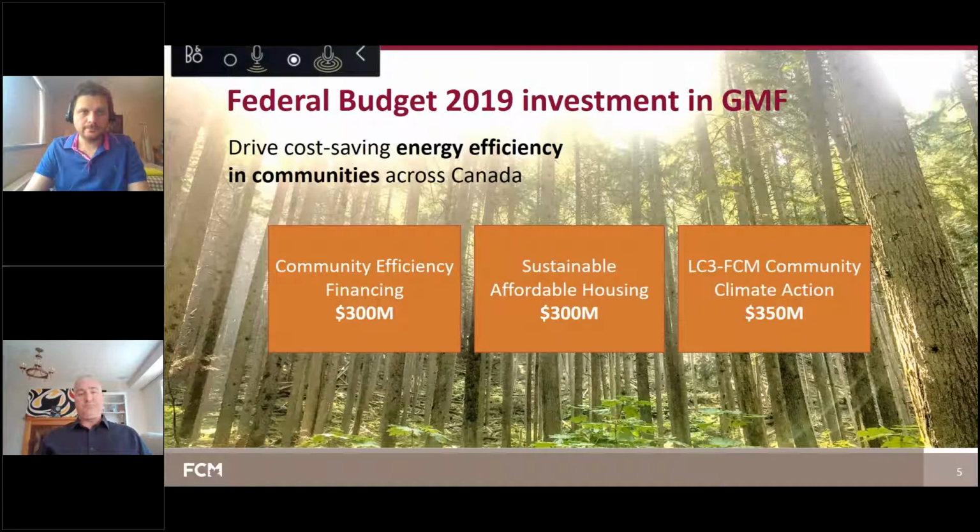You'll note on this slide that we're adding 3 very important new programs. This was brought to you through the federal budget of 2019 and a new investment in the Green Municipal Fund to drive cost-saving energy efficiency in communities across Canada. Obviously, today we're concentrating on the community efficiency financing. We also are delivering the sustainable affordable housing program, whose purpose is really to drive down emissions through the affordable housing sector, which is quite important and has large social benefits, of course. We also have the LC3 partnership between FCM and 7 urban climate centers, including the Vancouver region, Edmonton, Calgary, the Greater Toronto Hamilton area, Ottawa, Montreal area, and the Halifax region.